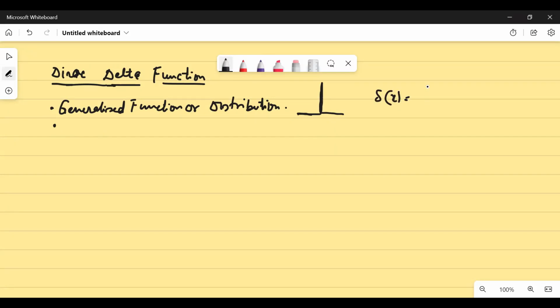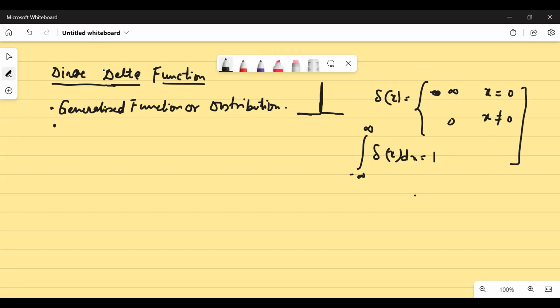So what does it represent? It represents that the Dirac delta of x is equal to infinity if x is equal to 0, and if x is not equal to 0, then it's 0. And overall, the integral from minus infinity to plus infinity of the delta function dx should be equal to 1. So these two properties constitute what you call the Dirac delta function.